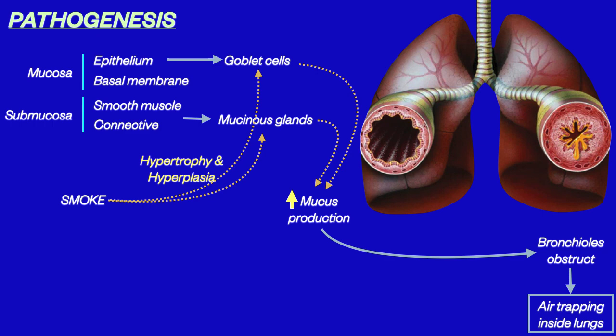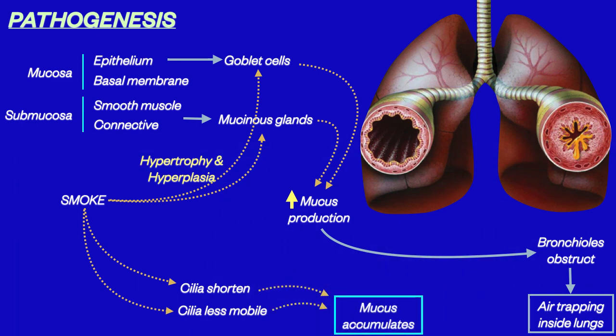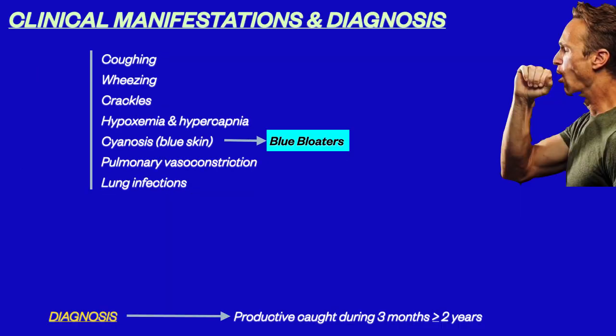To make matters worse, smoking makes the cilia short and less mobile, making it harder to move the mucus up and out of the bronchioles towards the back of the throat to get swallowed. As a result of having too much mucus and poorly functioning cilia, people with chronic bronchitis end up relying on coughing to get rid of their mucus plugs.